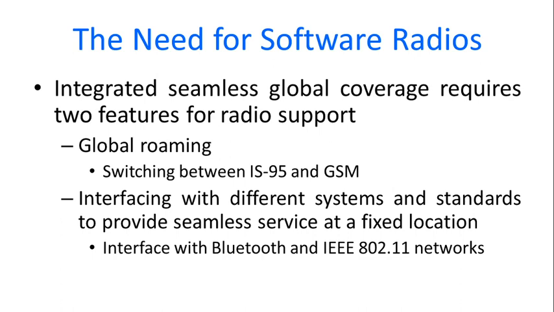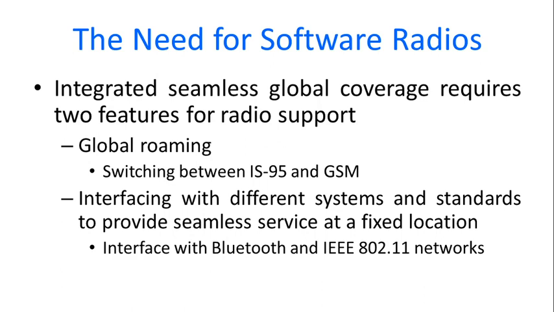The integrated seamless global coverage requires two features. The first thing is global roaming. You should have the same hardware and software which can be used across the entire globe. Even if you go from one country to another country, you should be able to use the same hardware. Some 20 years back, you would have heard that a mobile phone which was purchased abroad could not be used here. The reason could be that it would not be able to switch between different technologies. So when we say global roaming, the entire radio should be able to switch between IS-95 and GSM, because they are supported in different countries. So that is the first point, which is global roaming, the need.